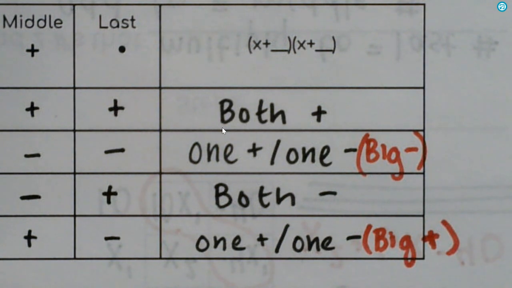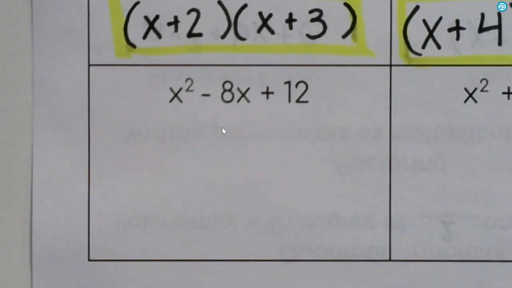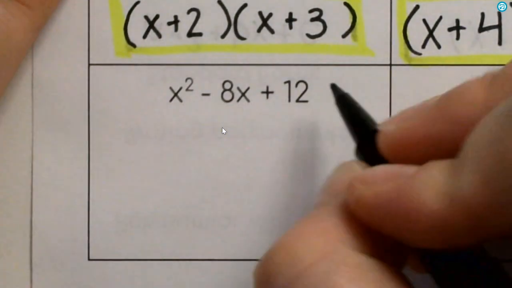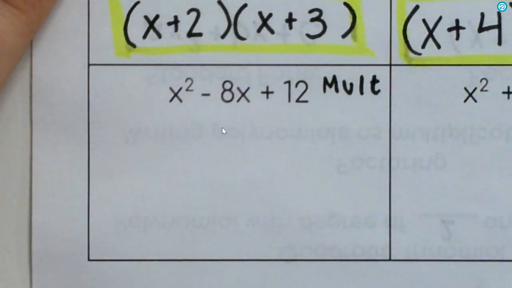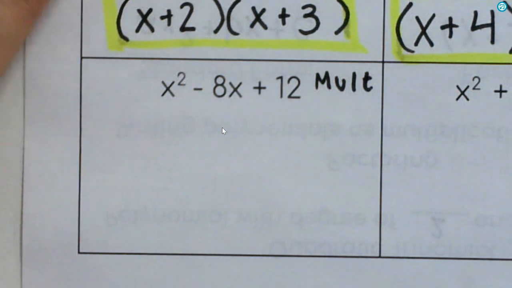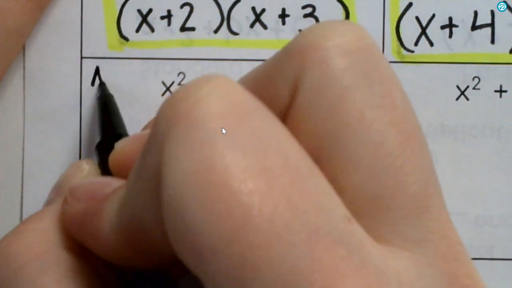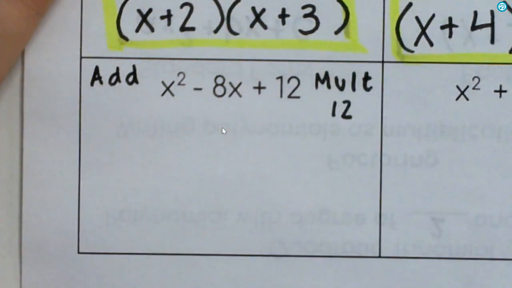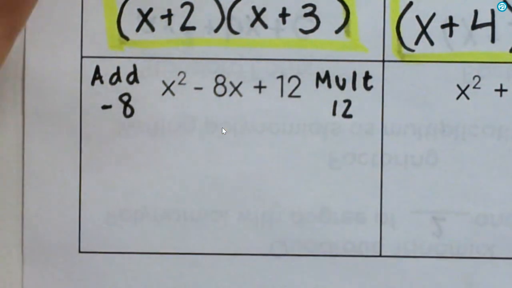Okay, finishing out our last two examples then. So x squared minus 8x plus 12. I need to multiply to be my last, so what do I need to multiply to be? 12. Okay, thank you, John. Somebody else. I need to add to my middle, so what do I need to add to be? Negative 8. So I need to multiply to 12, add to negative 8.